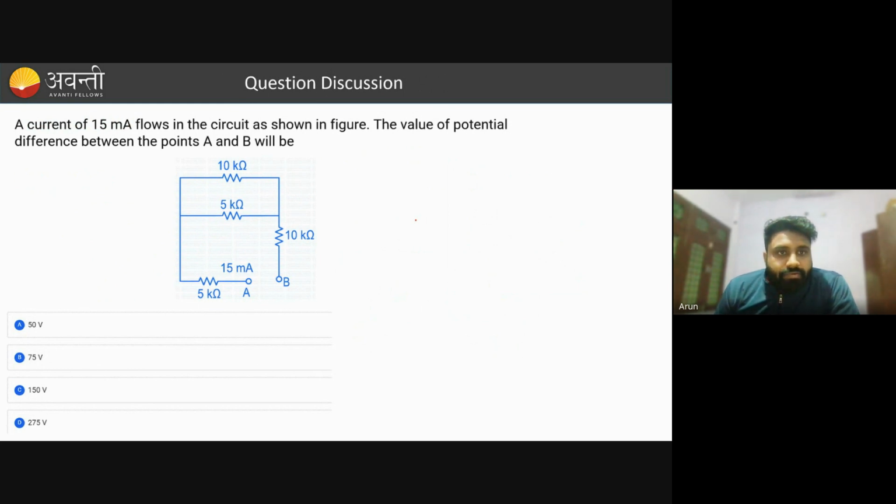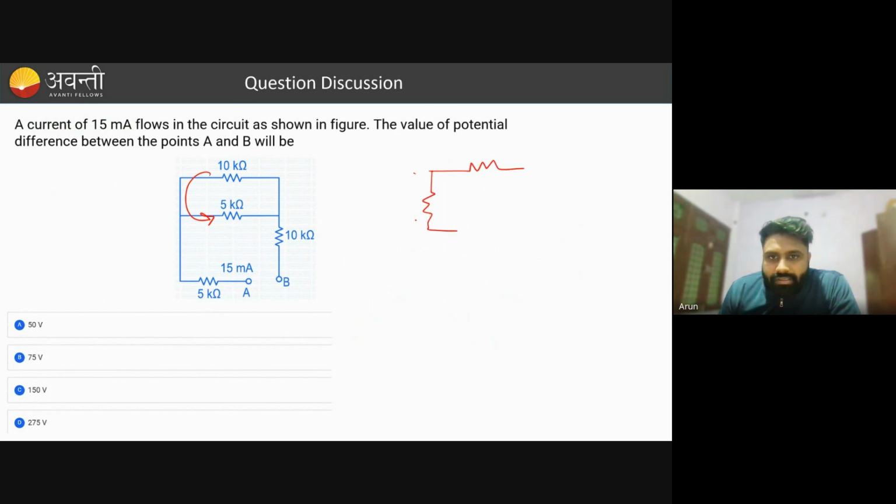A current of 15 milliampere flows in the circuit as shown in the figure. The value of potential difference between the points A and B will be. So in this question, you don't need to apply Kirchhoff's law because these two are in parallel and then all the resistances will become in series. So you can easily calculate that. So this is the R equivalent. The circuit will be reduced like this.